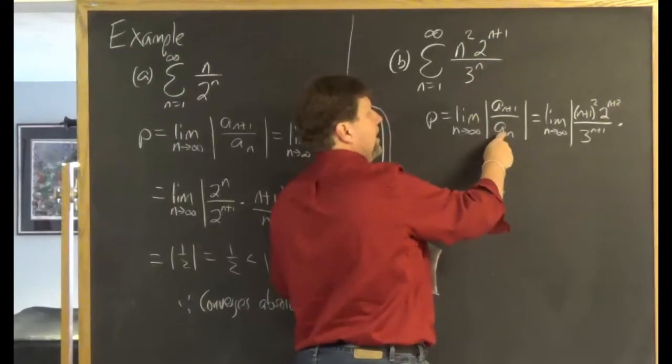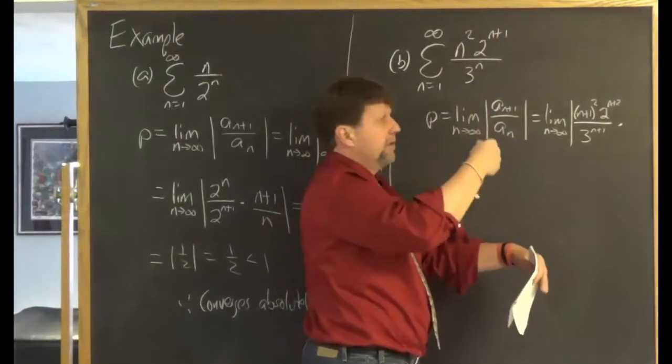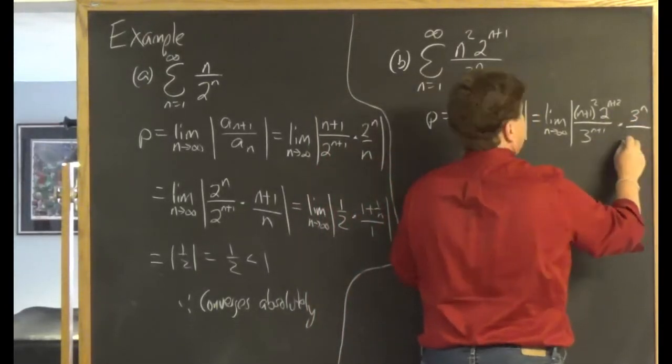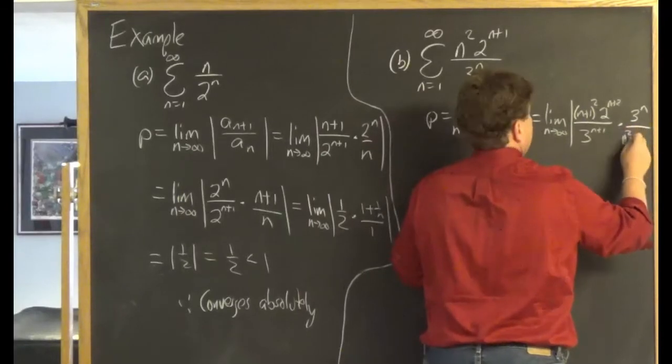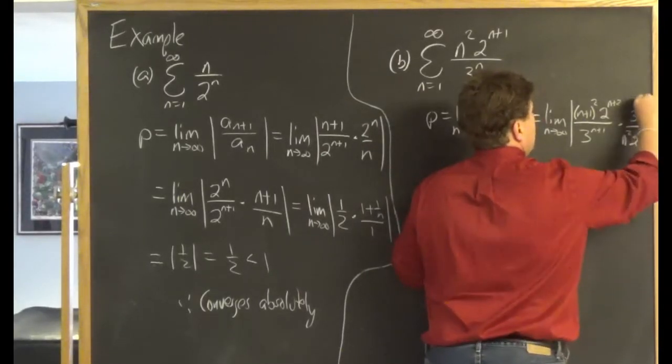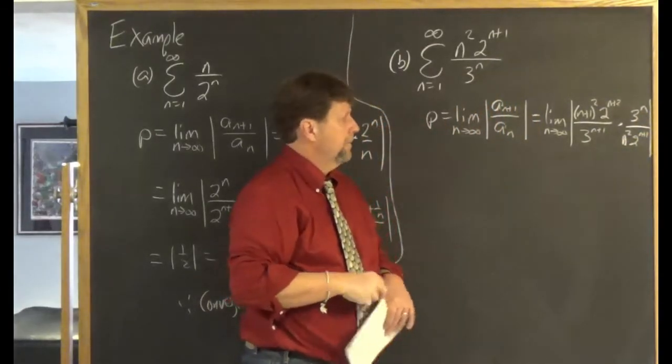Divided by a sub n, so I'm going to rewrite it as multiplying by the reciprocal. So 3 to the n over n squared 2 to the n plus 1. Oh, just enough room to get the absolute value in there.